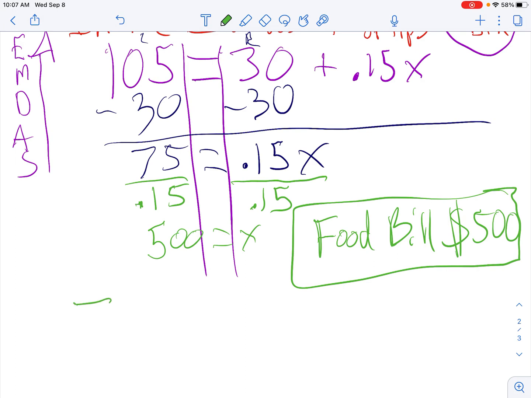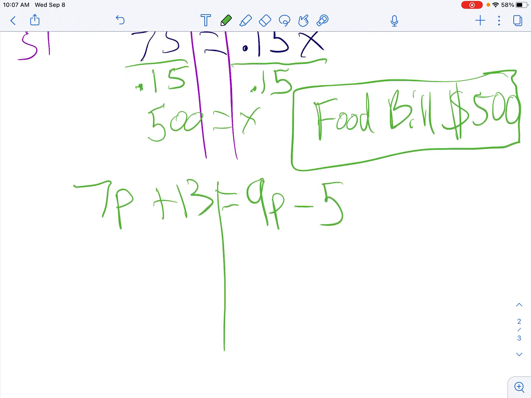Another example, okay, again, sometimes you have variables on both sides. So let's say we have 7p plus 13 equals 9p minus 5. So what I'm going to do is I need to get all of my p's together, and I also need to get all of my constants together.